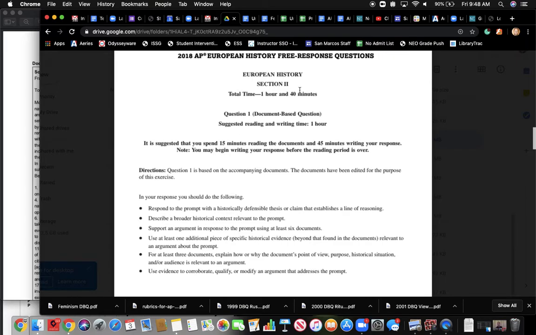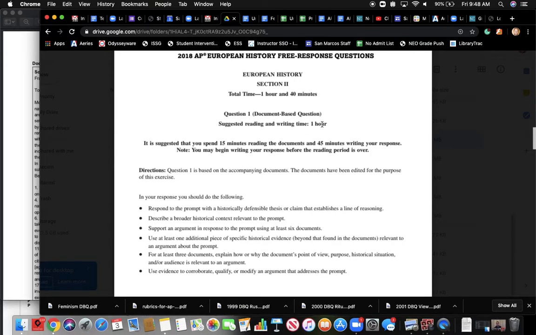It's going to give you the time limit on this year's AP exam. By the way, that time limit is going to probably be 45 minutes. They're going to tell you the suggested reading and writing time for the DBQ. Usually the suggested reading time, as you can see, is about 15 minutes to read through the documents. Because there's 5 documents, they might modify that to 10, but for our case, we're doing 7 documents, it's going to be 15 minutes.